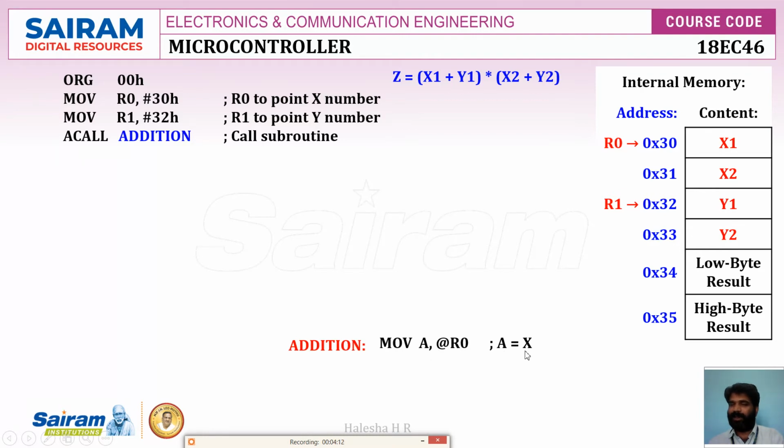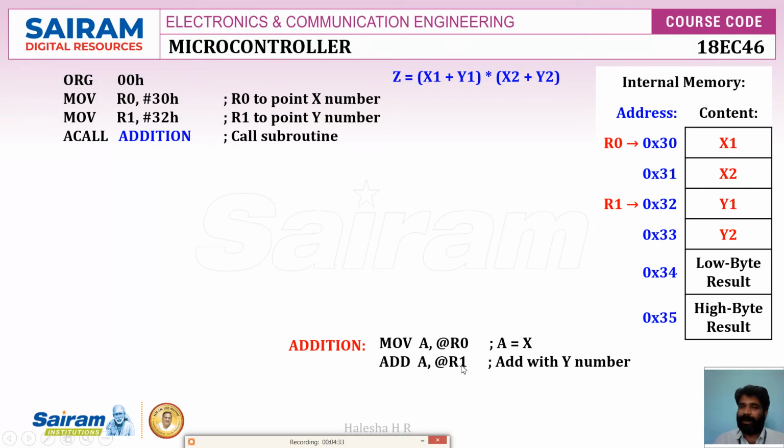So A has the x number, that is x1 the first time, x2 the second time, like that. So get the number x into A. Add it with the y number that is pointed to by R1. So use the instruction ADD A, @R1. So what does it perform?